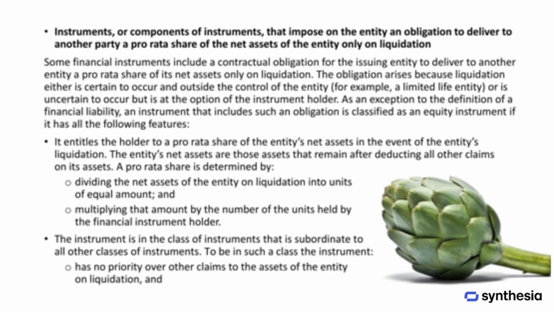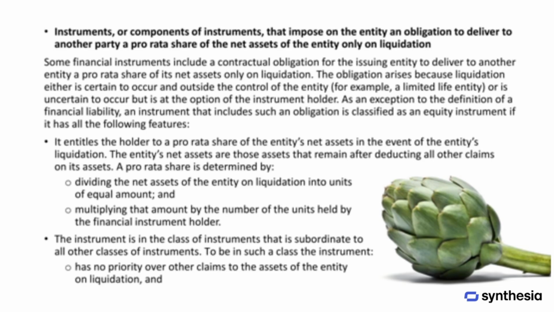First, it must give the holder a proportional share of the entity's net assets in the event of liquidation. The net assets are those remaining after all other claims on the entity's assets have been settled. The proportional share is calculated by dividing the net assets into equal units and multiplying by the number of units held by the instrument holder.